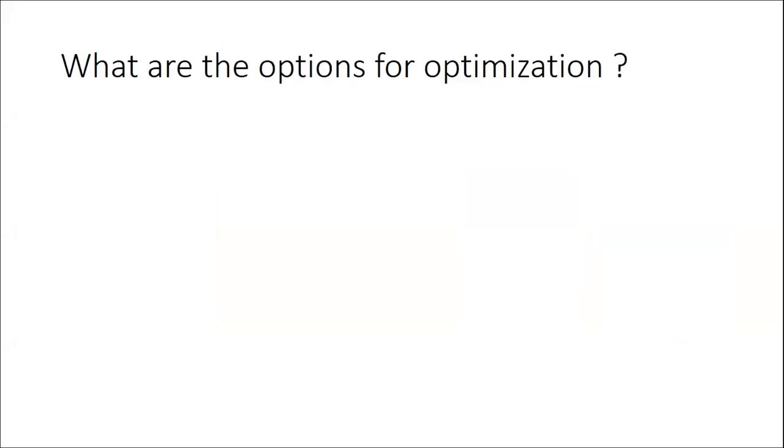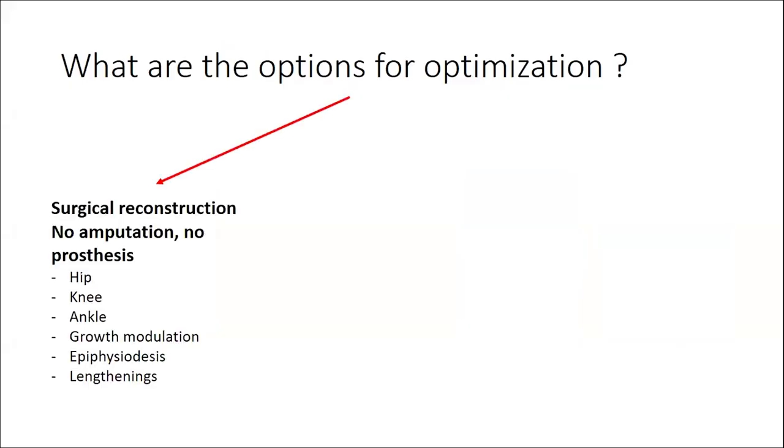First thing, what are the options that we have available for optimization of the limb difference? Essentially, it falls into two big subgroups, either surgical reconstruction or prosthetic reconstruction. With surgical reconstruction, there is no amputation, no prosthesis. Multiple surgeries can be performed in the hip, knee, ankle, growth modulation, multiple lengthening. So all involve surgical reconstruction.